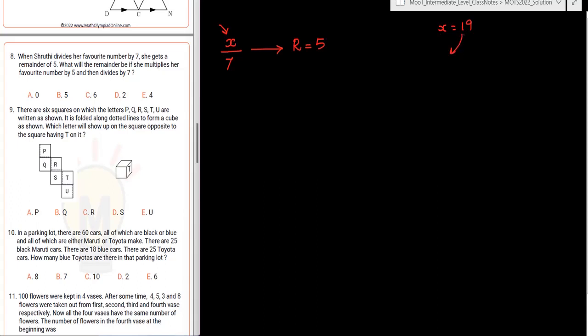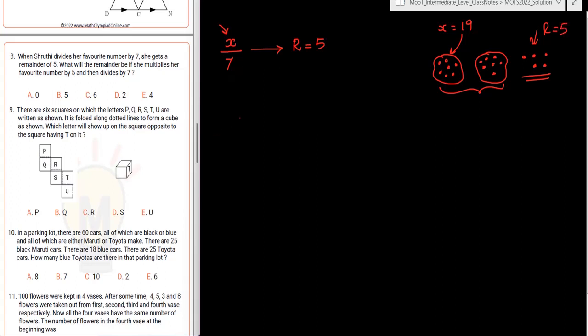You divide this by 7. What is the meaning of division by 7? You group it into 7, right? You make it into groups of 7. So you have one group here, 1, 2, 3, 4, 5, 6, 7, and then you have another group, 8, 9, 10, 11, 12, 13, 14, and then you have 15, 16, 17, 18, 19. So these are all groups of 7. What is remaining is 5. That is the remainder.